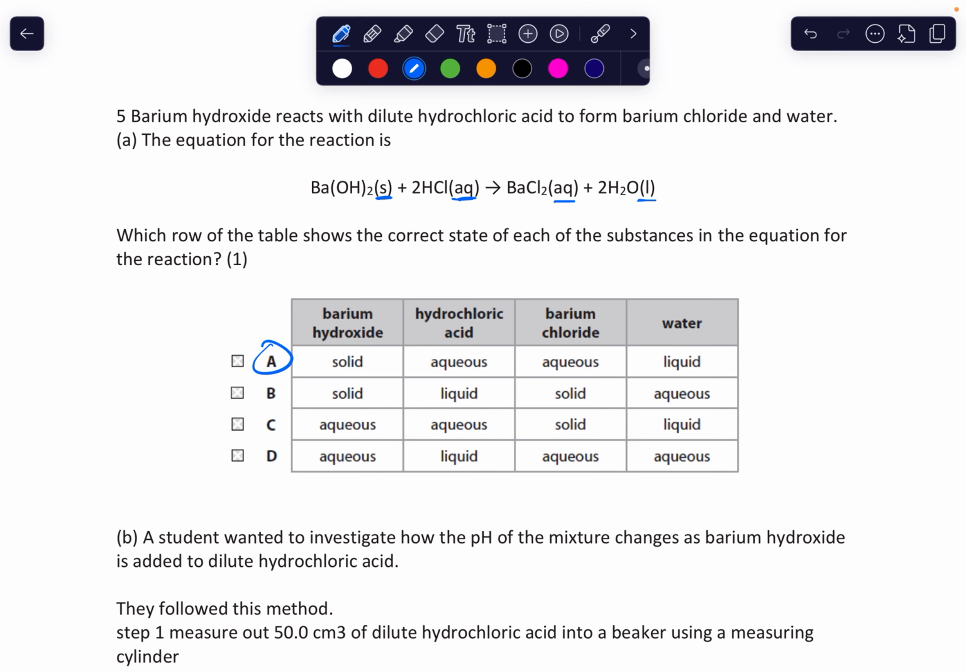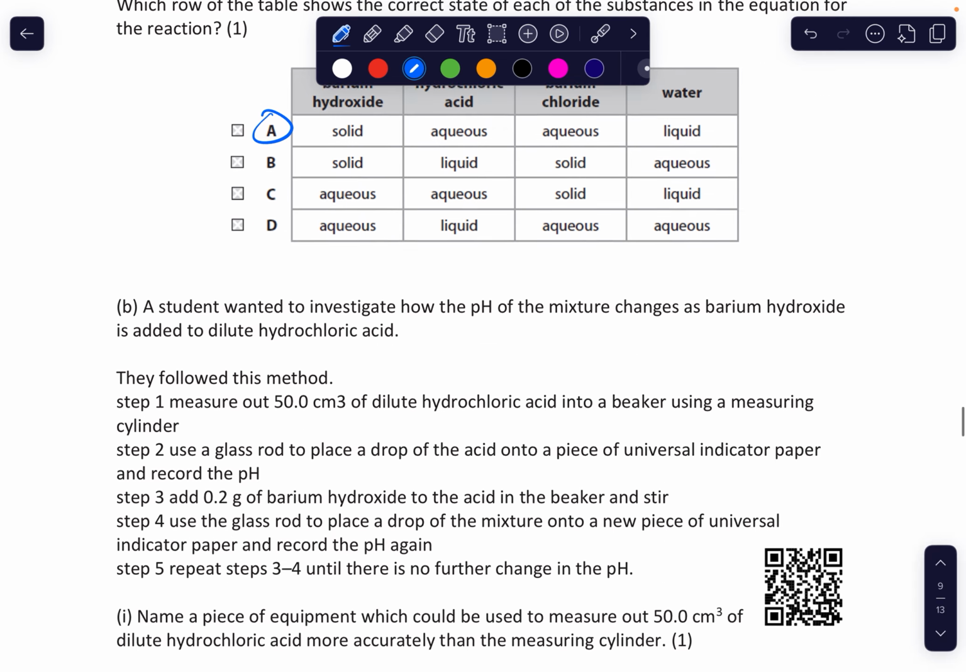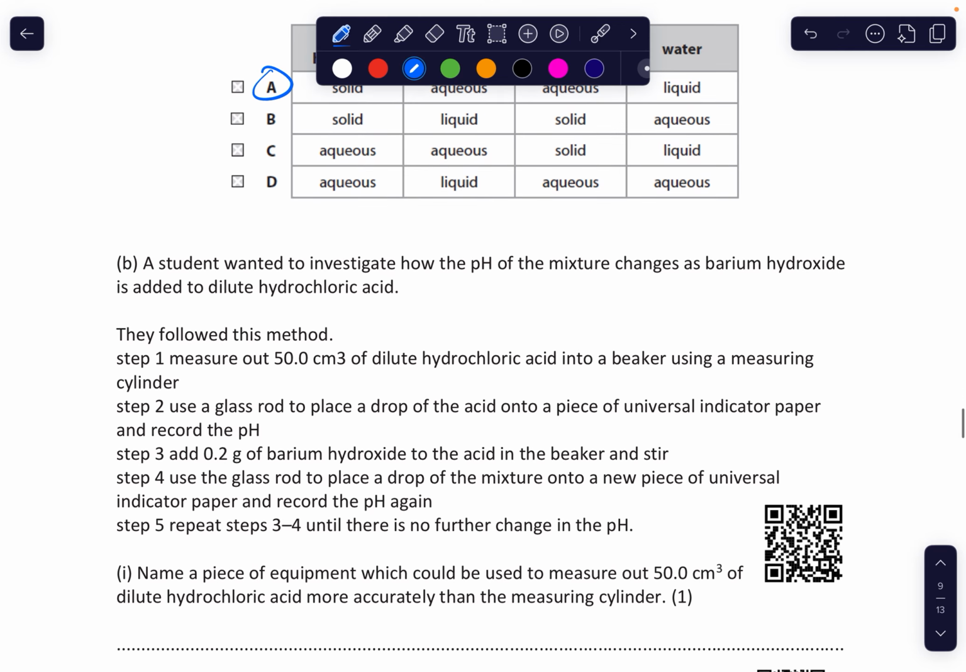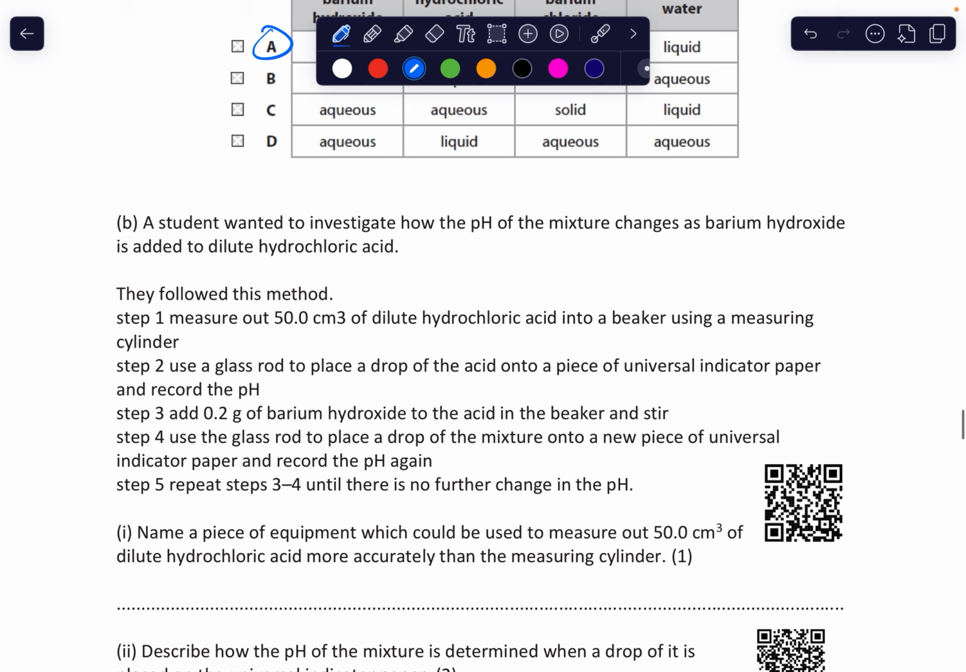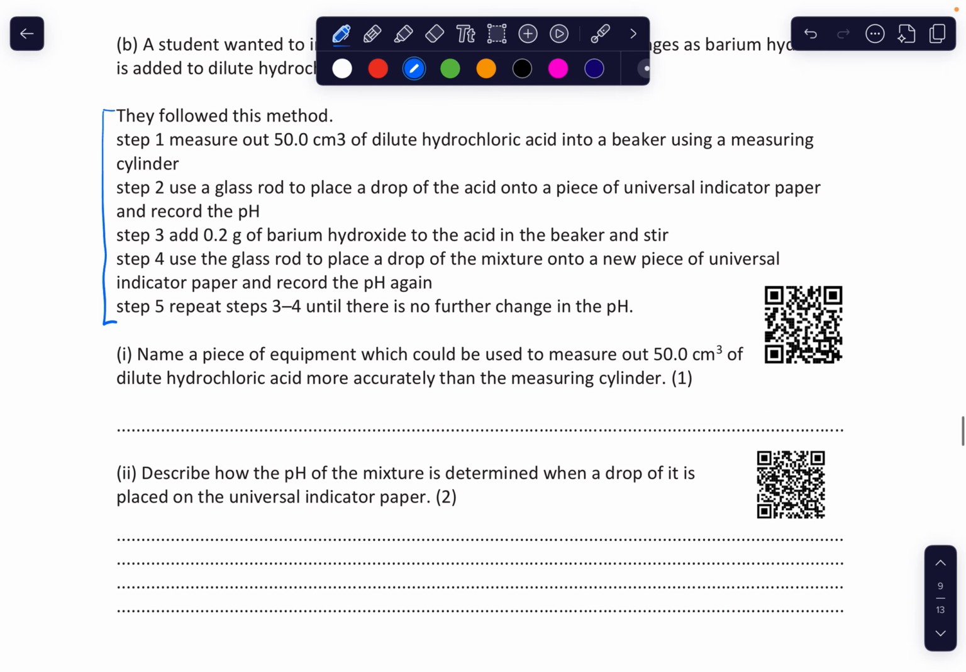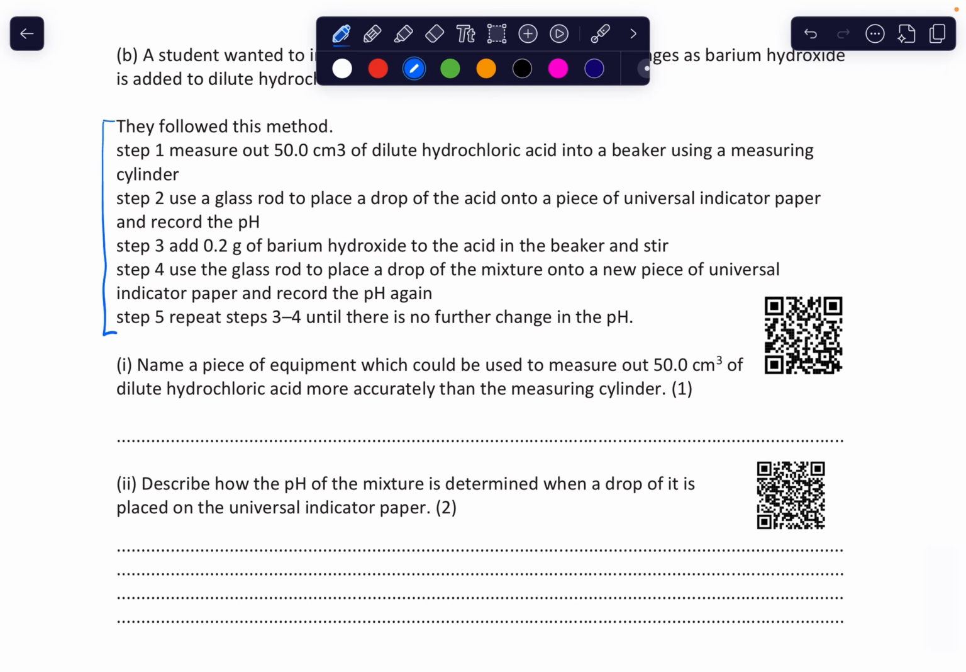Okay, next one down. So we've got a method being outlined for how they've investigated the changes in pH. This is a popular kind of question where you get a lot of information, so make sure you take your time and go through the information and take it all in. It then says, name the piece of equipment that could measure out 50 centimeters cubed of the acid more accurately than a measuring cylinder. So in science, we would use a burette to help us to do that.